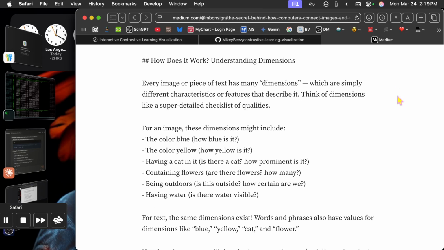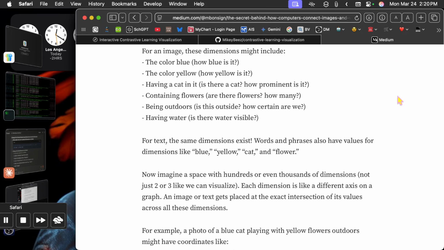Understanding dimensions. Every image or piece of text has many dimensions, which are simply different characteristics or features that describe it. Think of dimensions like a super detailed checklist of qualities. For an image, these dimensions might include the color blue. How blue is it? The color yellow. How yellow is it? Having a cat in it. Is there a cat? How prominent is it? Containing flowers. Are there flowers? How many? Being outdoors. Is this outside? How certain are we? Having water. Is there water visible? For text, the same dimensions exist. Words and phrases also have values for dimensions like blue, yellow, cat, and flower.